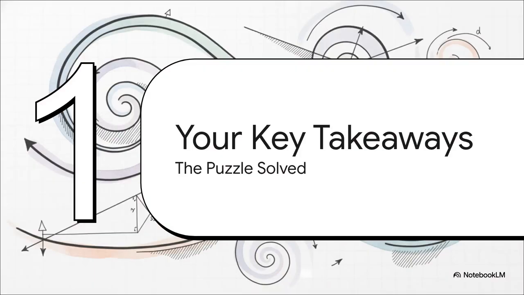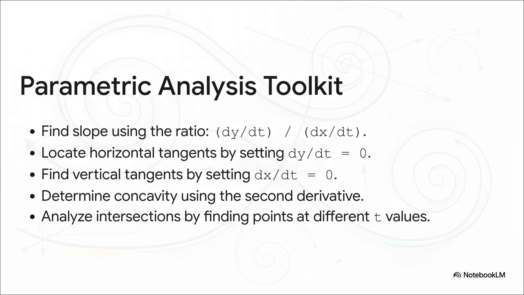So, there we have it. By applying our calculus toolkit, piece by piece, we've taken this bizarre self-intersecting curve and we have completely, totally described its behavior. The puzzle is officially solved. So, here are the essential tools you should really take away from all this. You now have a complete method to find the slope, locate all the key points, figure out the concavity, and even analyze those complex intersections for pretty much any parametric curve you'll encounter. This is your fundamental toolkit.